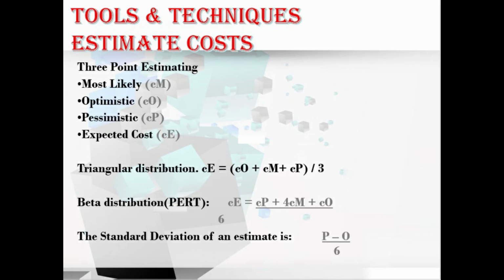And also we have the standard deviation, which is equal to (P - O) / 6. Hope you understand about 3-point estimating.